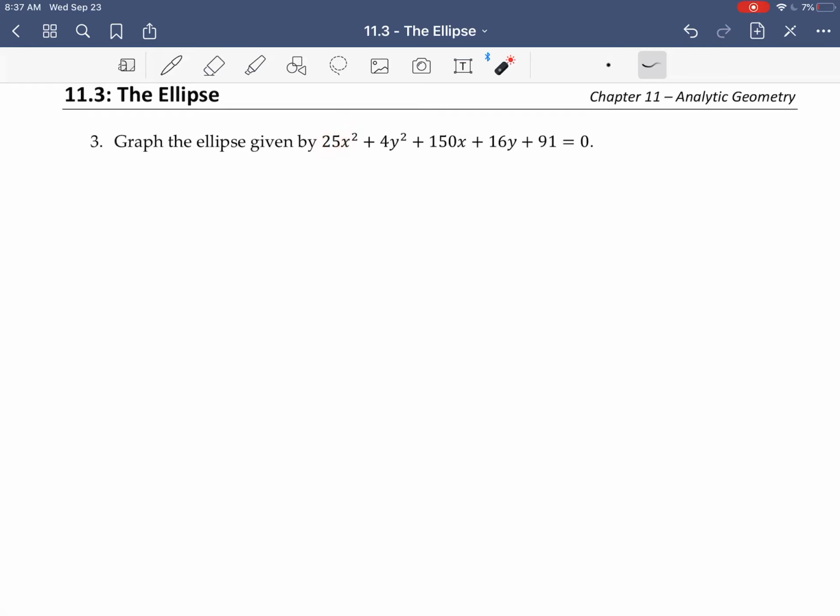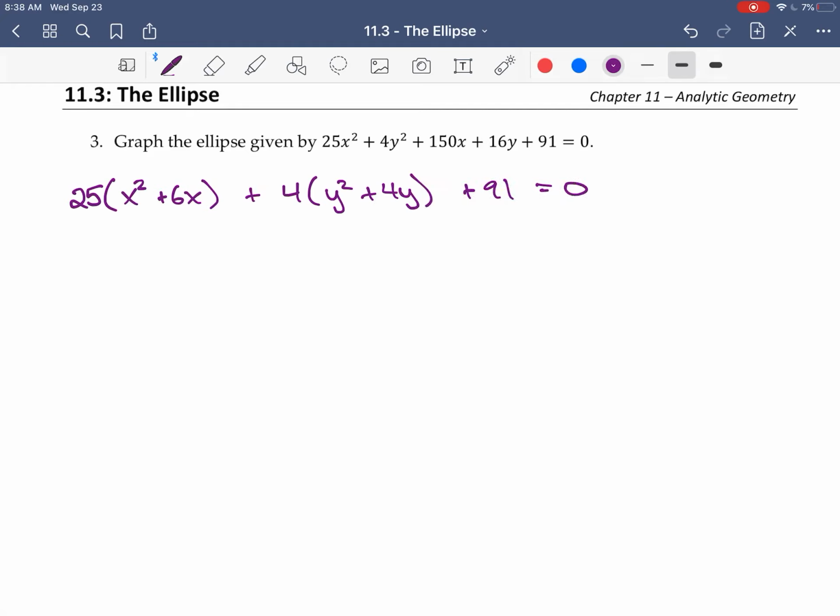So I see there's a 25 in front of the x squared and a 4 in front of the y squared. So for the x's, I'm going to factor out 25 so that I just have x squared. And when I do that from 150, I get plus 6x. For the y's, I'm going to factor out a 4, so I just have y squared. And when I take 4 from the 16y, I get a plus 4y. And then the plus 91 can just hang out over here.